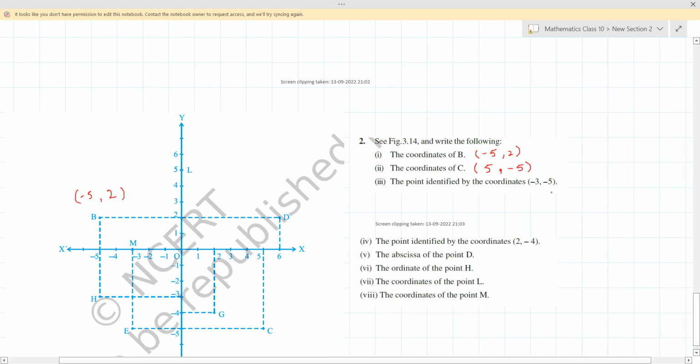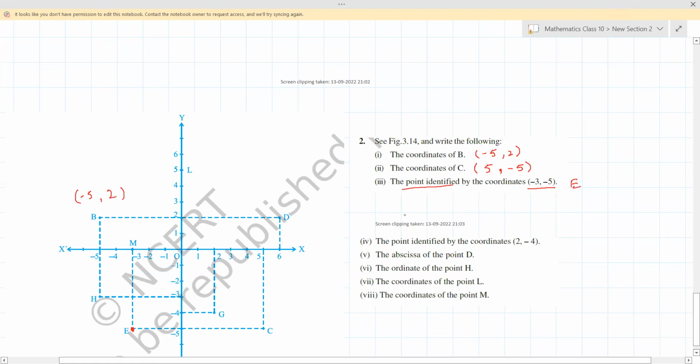Okay, Zanab. The point identified by the coordinates. So which point? Can you name the point? There's a point here, right? Which is identified by these coordinates. So let us find out. So -3 on the x-axis, that means here -3. And then -5 on the y-axis. So that means this point. E. Yeah, right. So the name of the point is E. Is this clear, everyone?